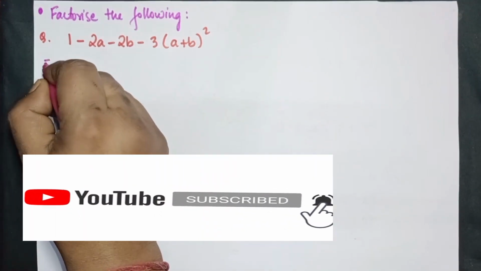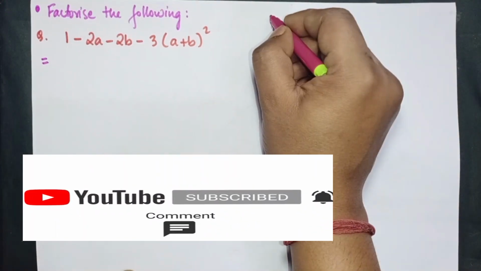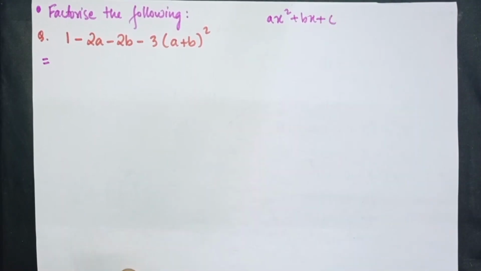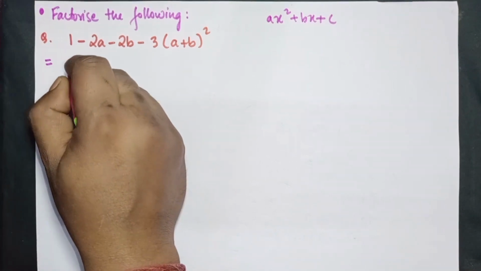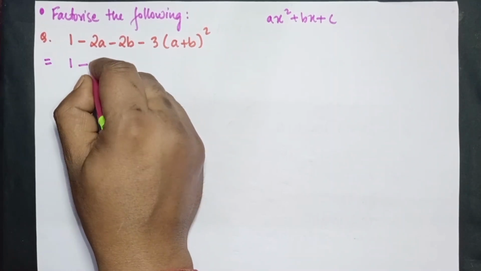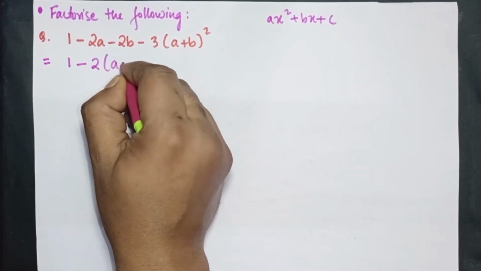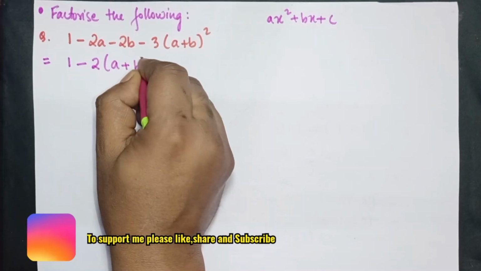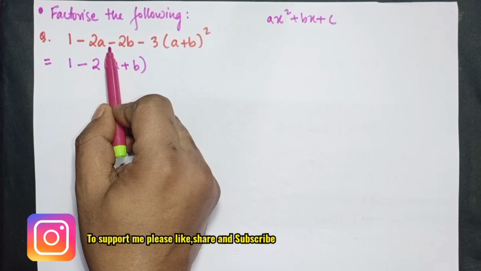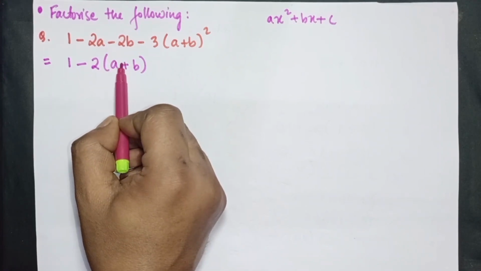First we will make it in the standard form. So what is the standard form? As you know, ax square plus bx plus c. This is your standard form. So first let's make it standard form. What we can do here is that I can take minus 2 common. If I take minus 2 common, what will be this side? a plus b. Why plus? Because we are taking minus outside. So minus times plus is minus. So always it has to come opposite.